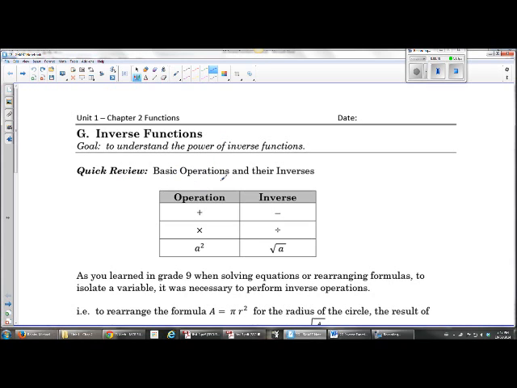For a quick review, we want to take a look at basic operations and their inverses. So as you know, the basic operation of addition has the inverse of subtraction. The basic operation of multiplication has the inverse of division. And the basic operation of raising something to the power of 2 is the inverse of taking the square root of that base.